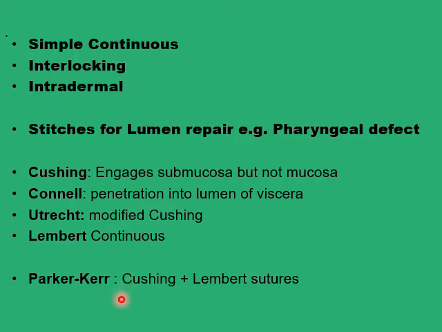The Parker-Kerr is another type of suture. It is basically a combination of a Cushing at one layer and a Lembert at the other.